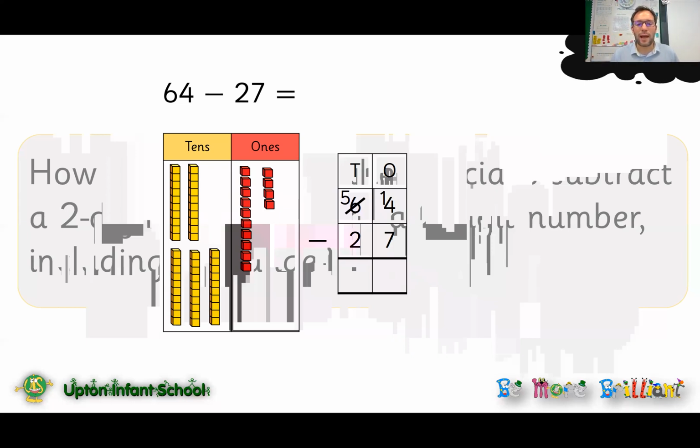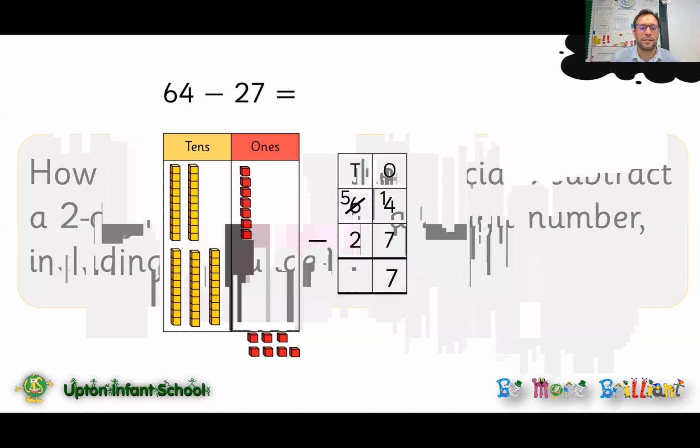And now that we've done that, can we take away 7 ones? I think we can. Let's do it. There we go. Let's slide them down the bottom. So we've taken 7 ones out. How many ones has that left behind? 7. And we can put that in our column there.